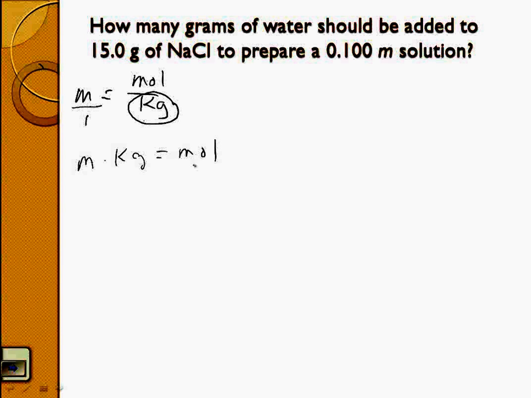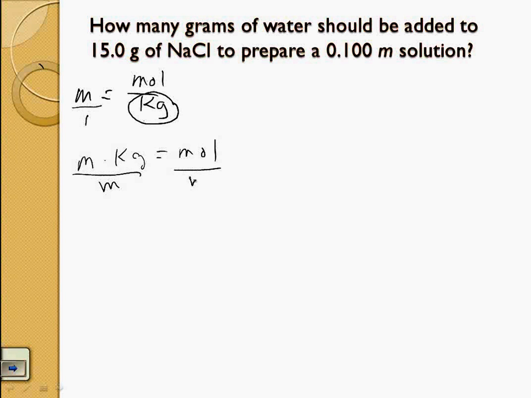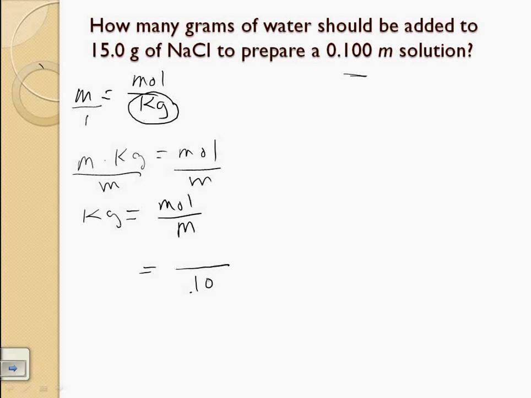So this times this, as you know, cross multiply is going to be that times 1, right? So molality times kilograms is moles. If I want to get kilograms by itself, I divide both sides by molality. So kilograms is going to be my number of moles divided by molality. Okay? So I know my molality, it tells me right here, 0.100 molal. But let's find the moles.